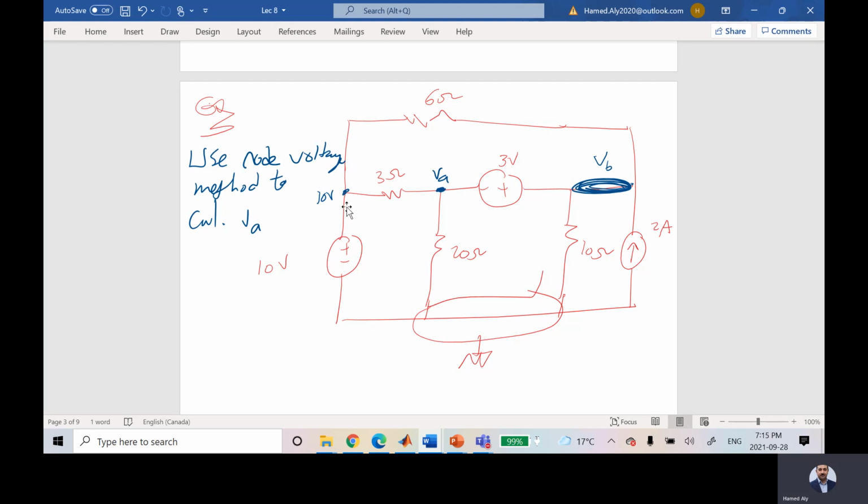I have seen many of you in the previous years did that: 10 minus 0 and leave it plus the current, which is totally wrong. So V1 minus 0 divided by what? I don't know the internal resistance for this guy, so I couldn't say V minus 0 over.